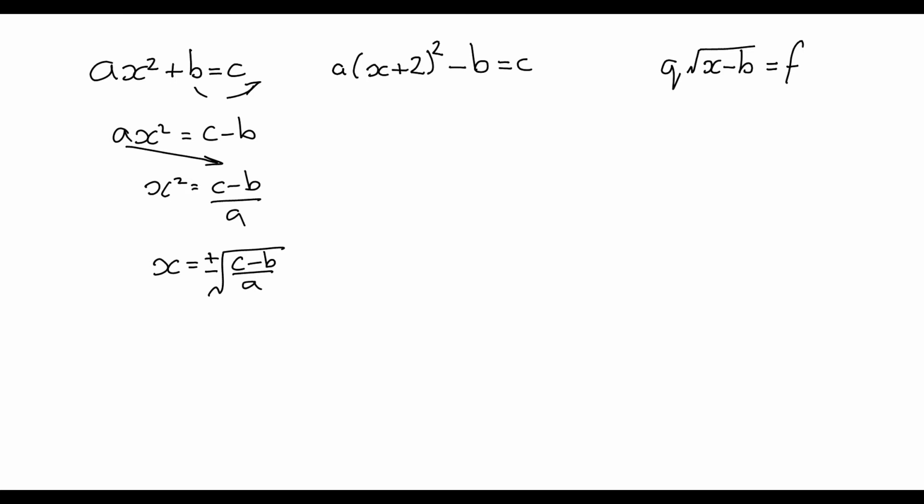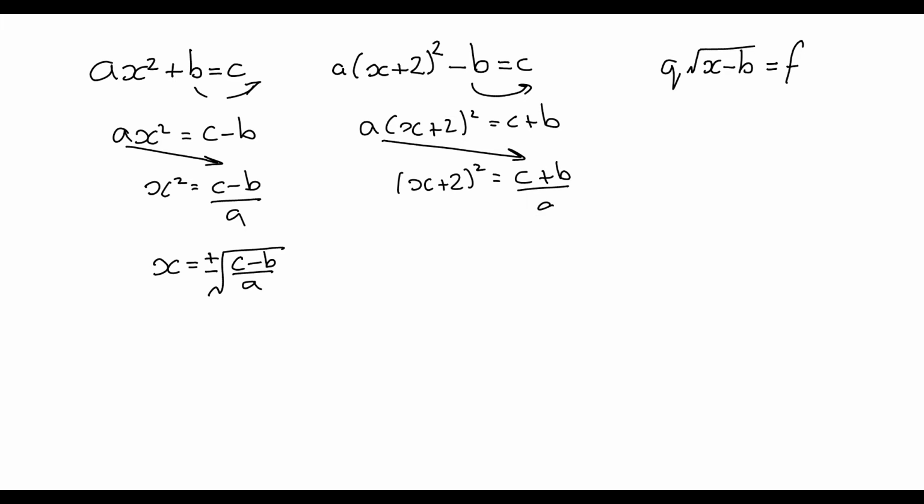So in this next one, I'm going to take the b to the other side. So I get a times (x plus 2) squared equals c plus b. I'm now going to move the a to the bottom. So I'm going to get (x plus 2) squared equals c plus b all over a.